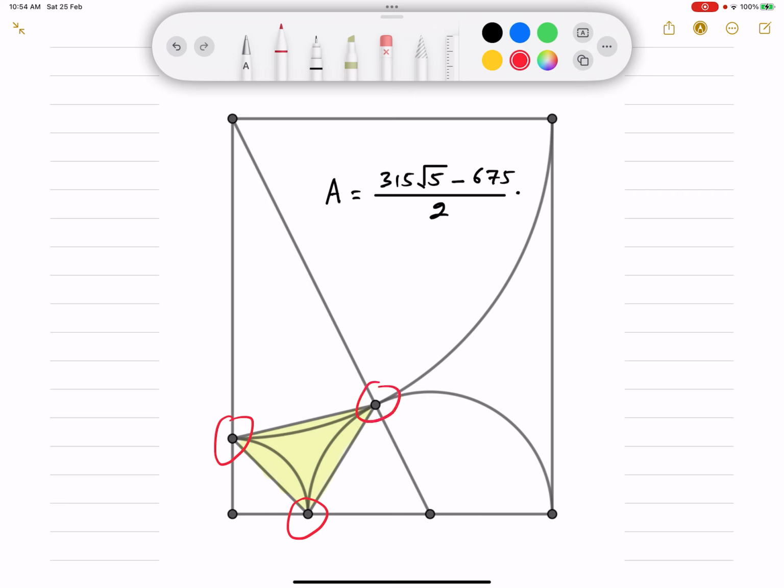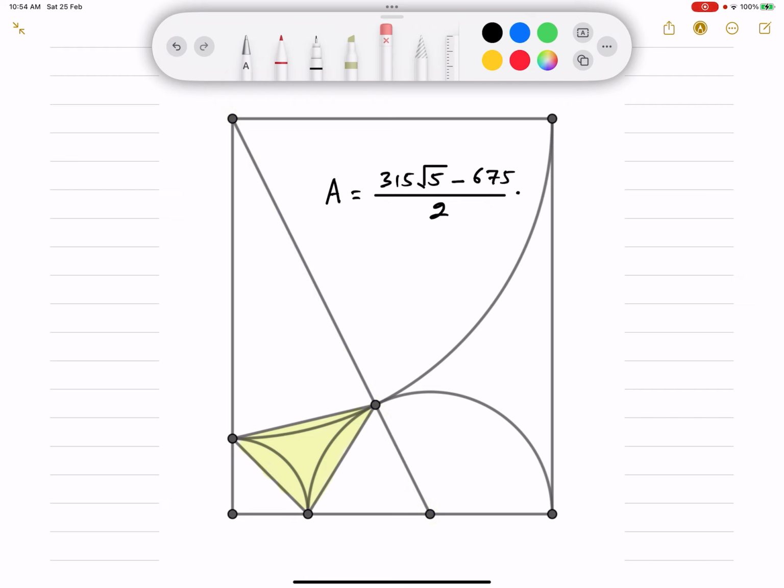If I'm able to express the coordinates of these 3 points in terms of one variable, then I can use, for example, the determinant method of calculating the area of a triangle and equate it with the given area, which is (315√5 - 675)/2. From that, we can calculate the unknown variable that I have used to express the coordinates of this triangle. So that's what I'm going to do here. First of all, I will start by connecting this line. Actually, this line wasn't in the original problem, so I have just connected that.